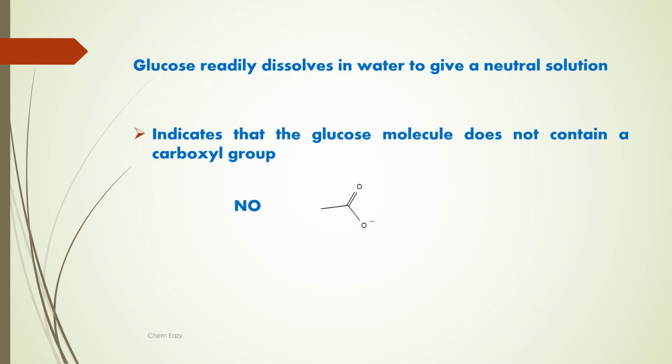When glucose is dissolved in water, it readily dissolves and gives a neutral solution. This neutral solution indicates there is no carboxyl group in the structure of D-glucose. If there were a carboxyl group, there would be no chance of forming a neutral solution.